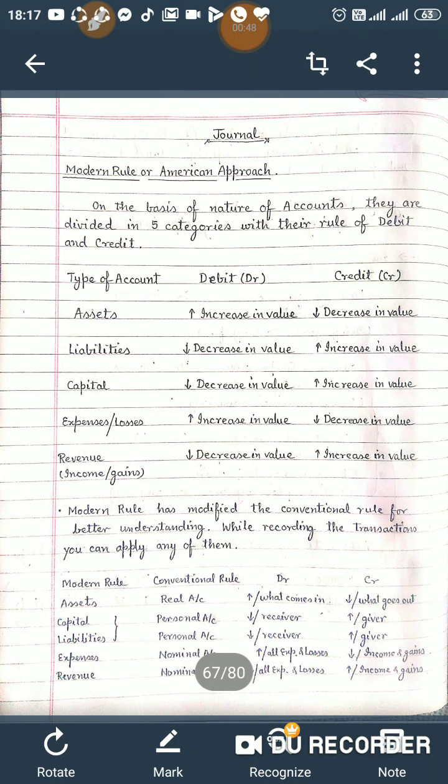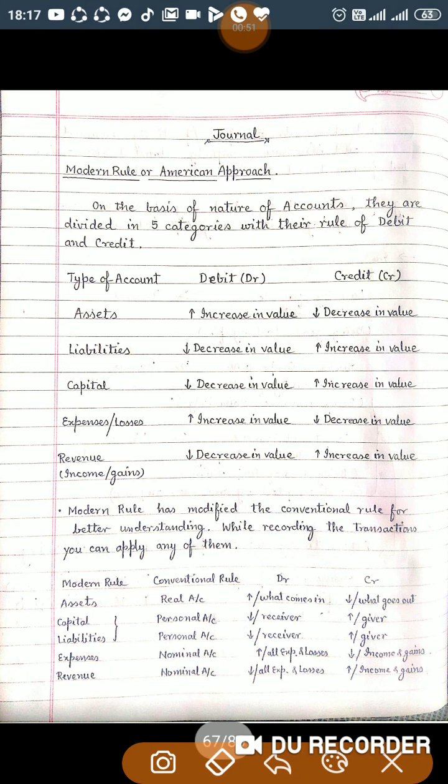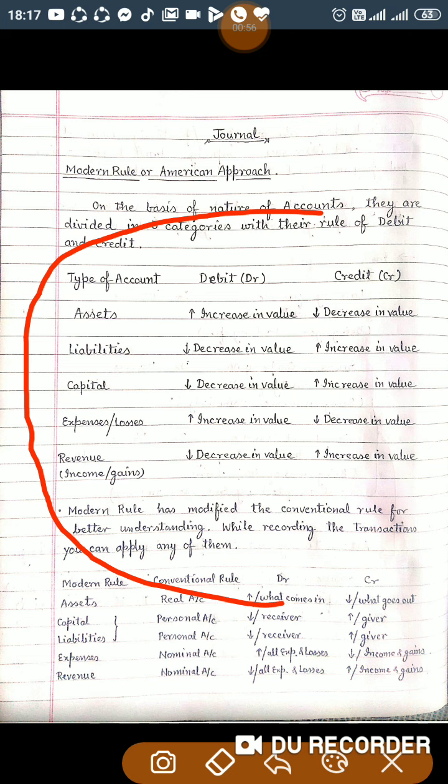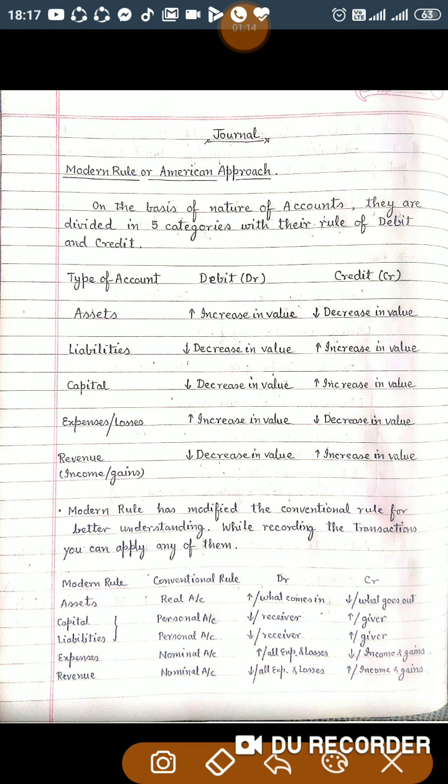Under this modern rule, we have divided accounts on the basis of their nature in five categories: assets, liabilities, capital, expenses, revenue. For assets, if the value of asset is increasing, it should be debited. If value of asset is decreasing, it should be credited.